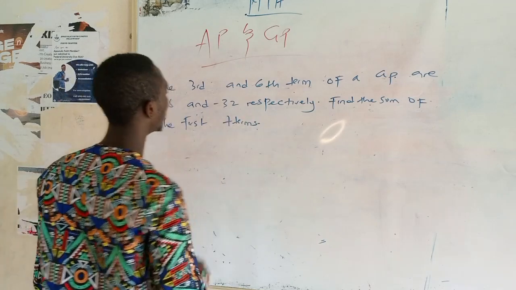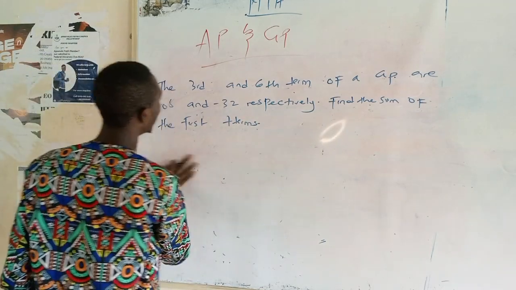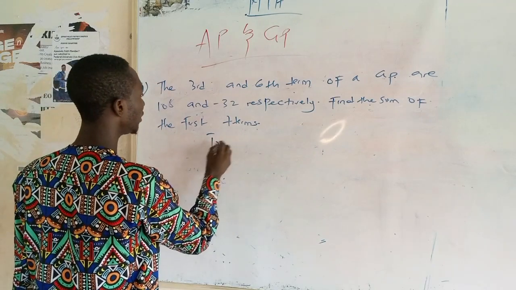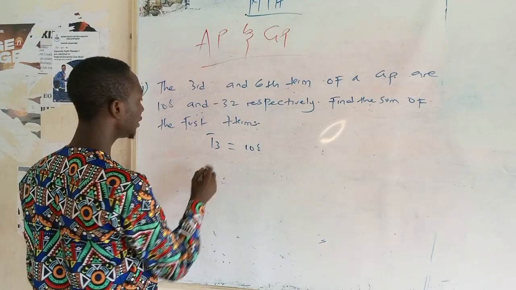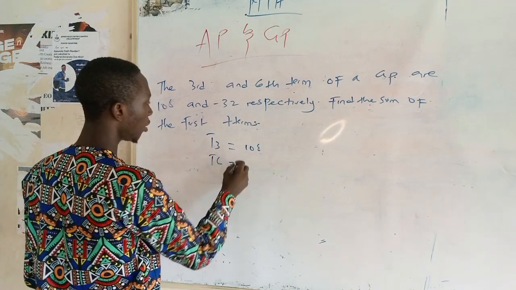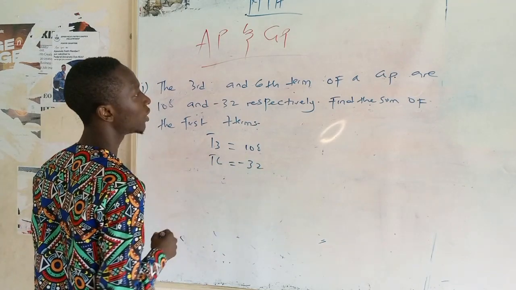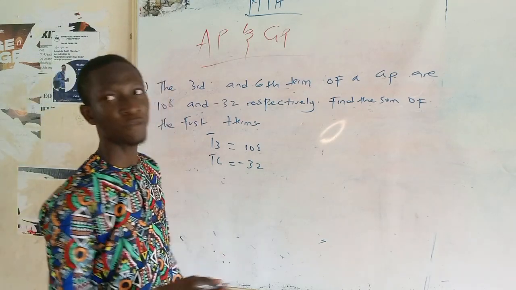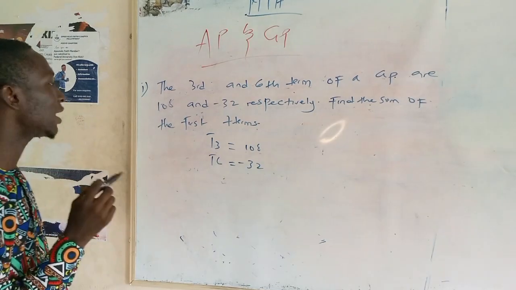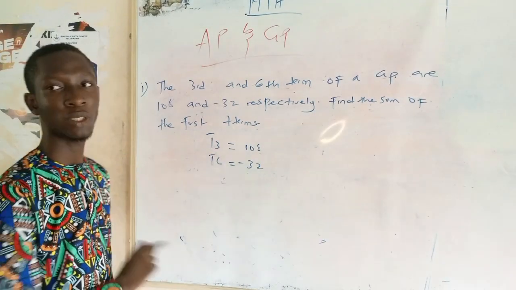Now how do I go about this? Very, very simple. You are told that the third term T3 of the GP is 108, and the sixth term T6 of the GP is -32. Find the sum of the first 7 terms. Before we find the sum, I have to know my first term A and the common ratio R.